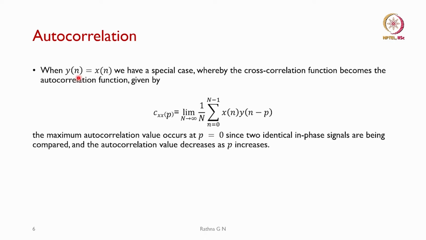When y of n equals x of n, we have a special case whereby the cross correlation function becomes the autocorrelation function. The equation is given by Cxx of p is equal to limit N tending to infinity, the same scaling factor 1 by N, summation n going from 0 to N minus 1, x of n into x of n minus p. In this case, the maximum autocorrelation is obtained when p is equal to 0, since two identical in-phase signals are being compared, and the autocorrelation value decreases as p increases.